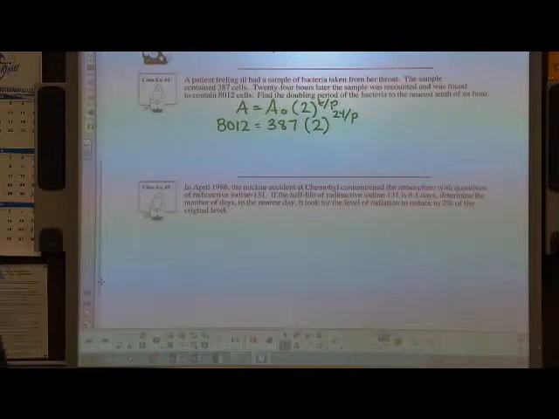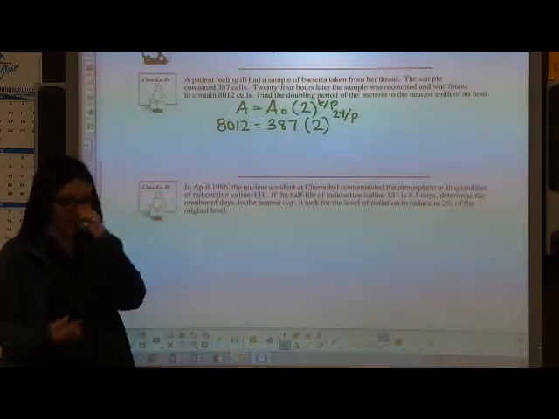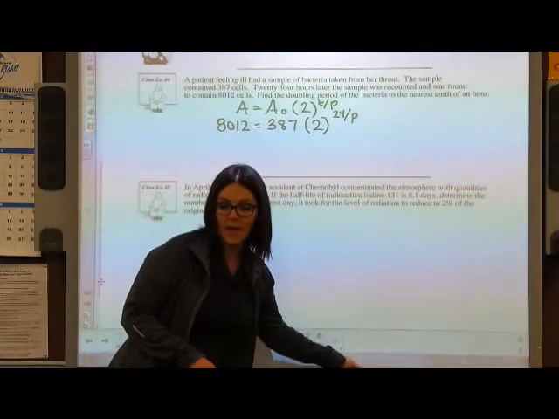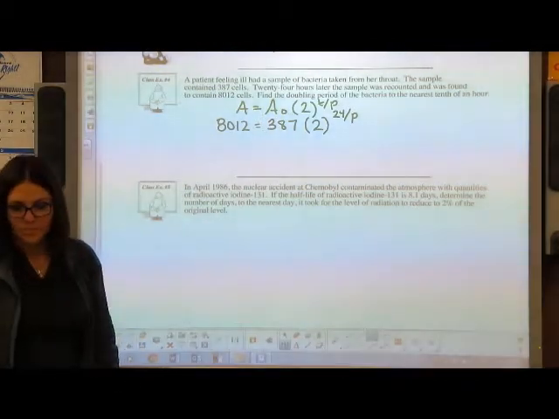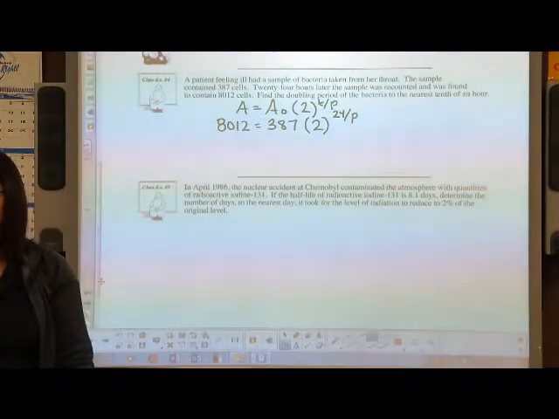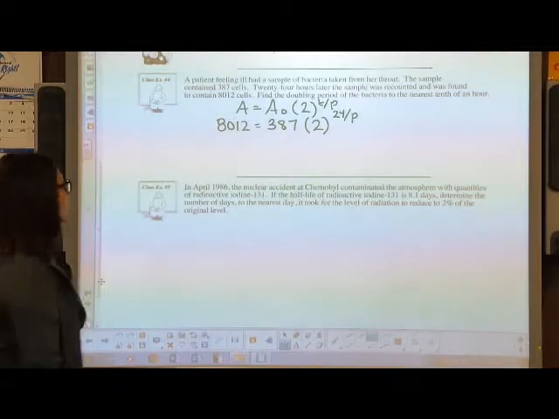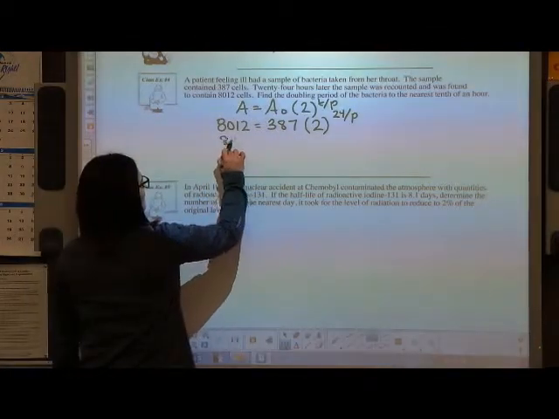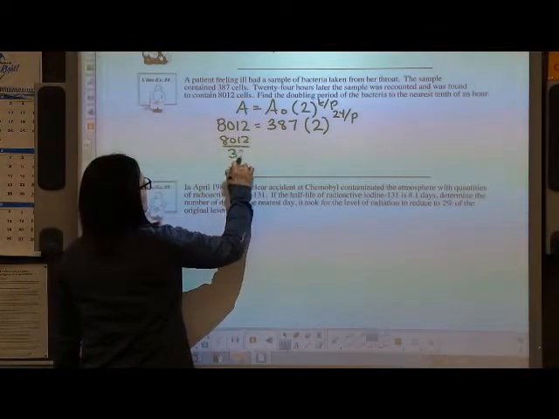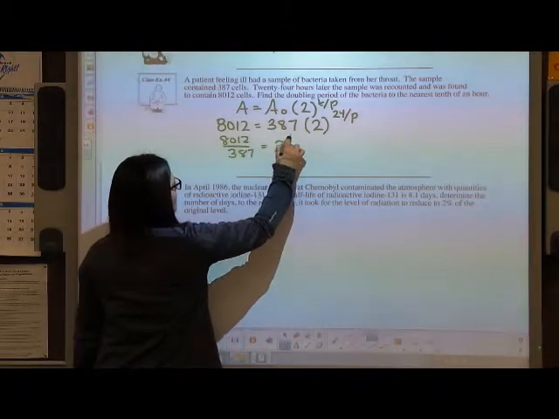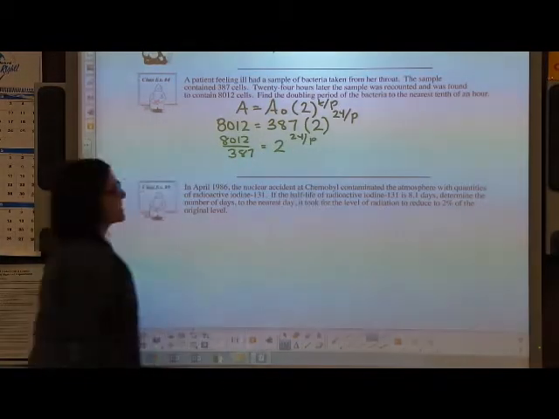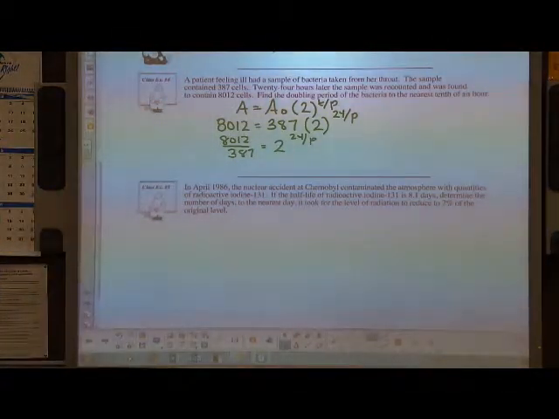Divide by 387. Okay, so if I divide both sides by 387, what do I get? Do I get a number that works out nicely? No. So we're just going to leave it written as a fraction. So now what would I do?